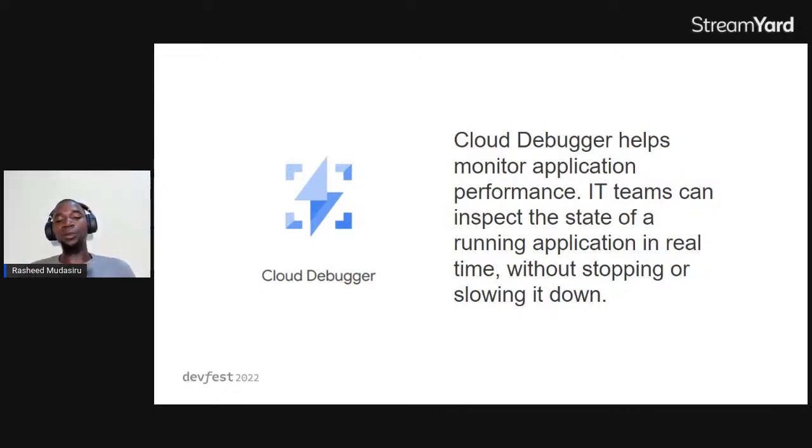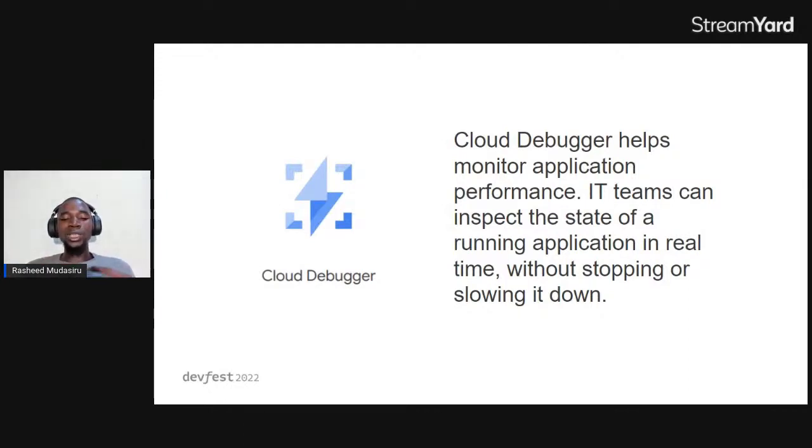So the third one is Cloud Debugger. Cloud Debugger helps monitor application performance. The main focus of Cloud Debugger is to give us access to debug our system while in production. To do this, we don't need to stop the application that we are running. The application will keep running and we can go through the code, giving us the ability to check our source code while the application is running, and the customer will not even know what is happening.